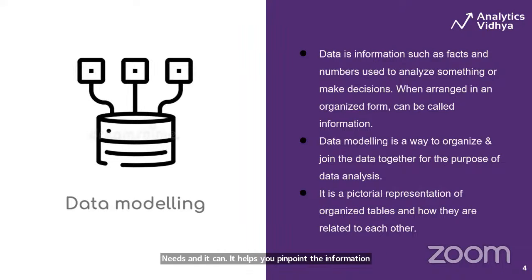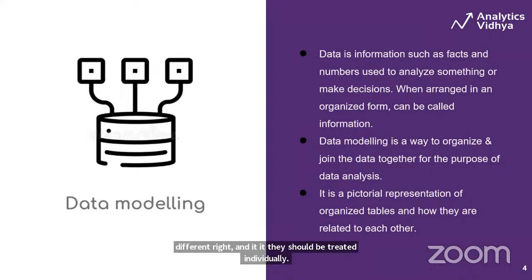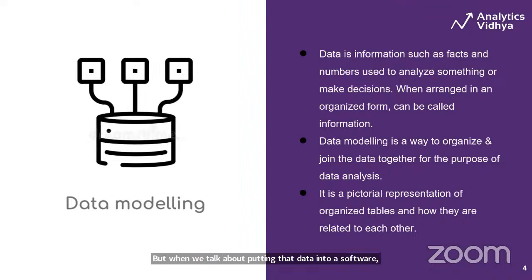For example, in a real hospital, each patient is different, right? And they should be treated individually. But when we talk about putting that data into software, we talk about an abstract patient. Similarly, when we talk about restaurants or any other field, each time you will need to make decisions about what information is important and should be included in the data model and what to omit.